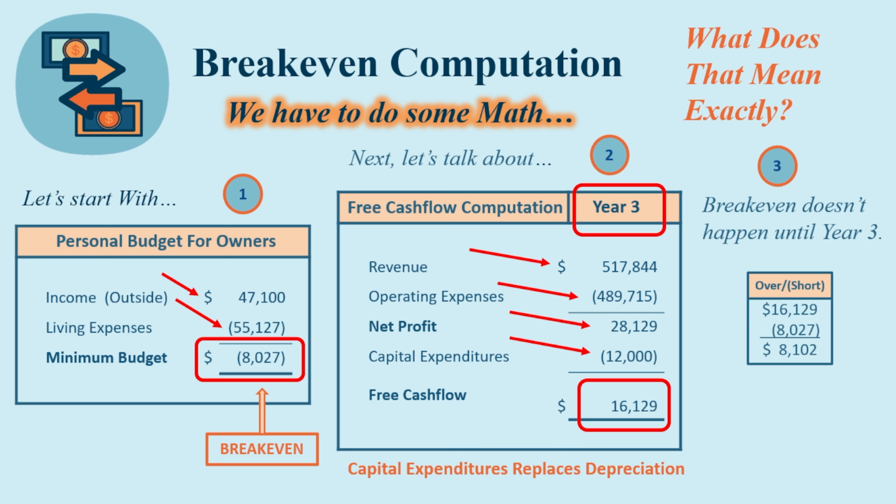It happens when free cash flow of $16,129 minus the minimum budget of $8,027 equals a positive number. In this case, $8,102. That's what break-even is all about. And that's where you should start in a cash flow projection.